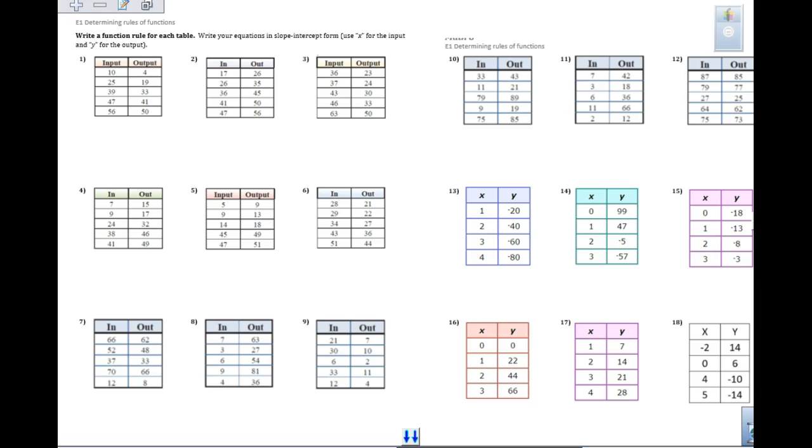So here's your homework. So please take a look on page 24 and 25.